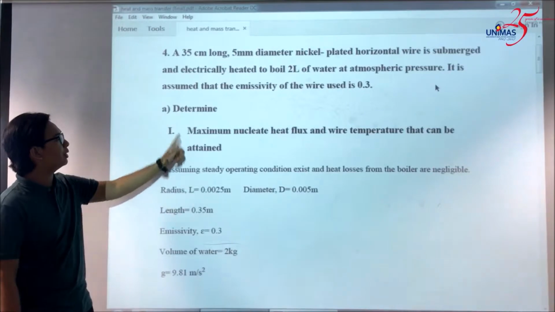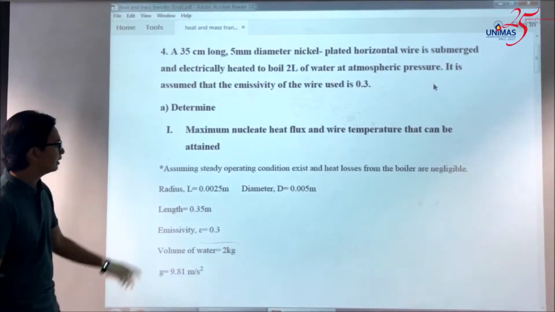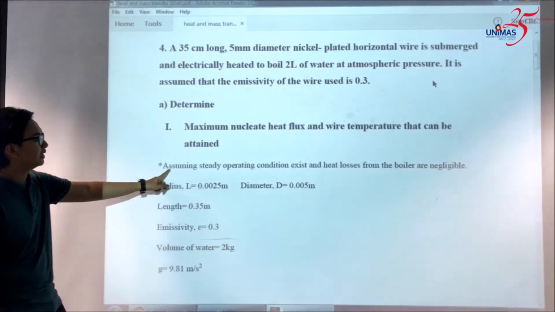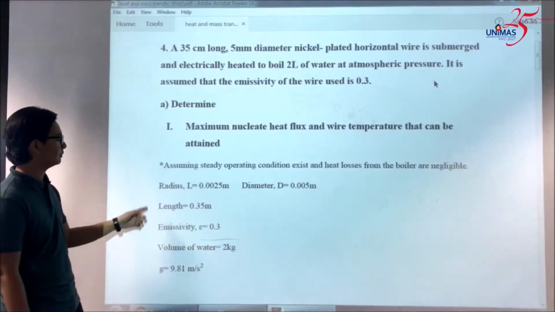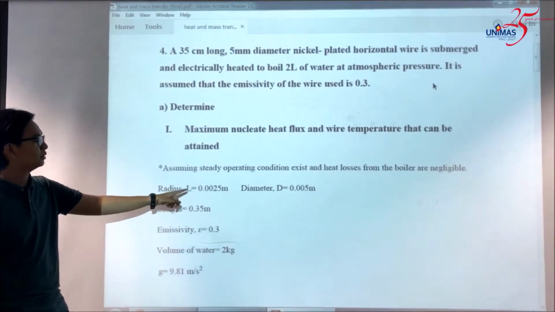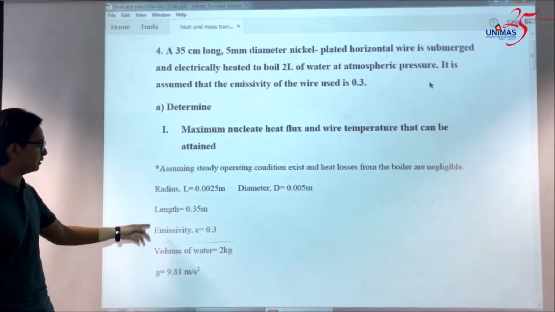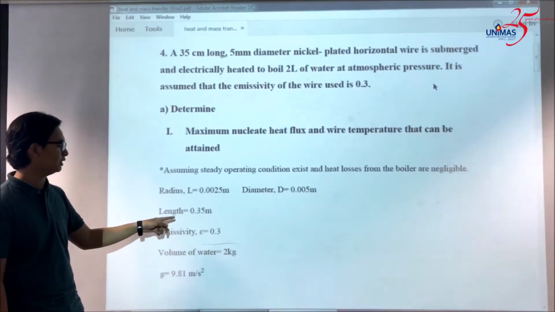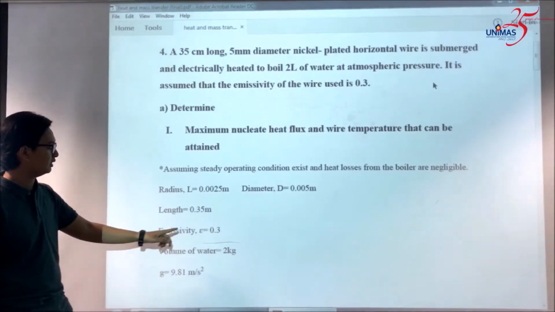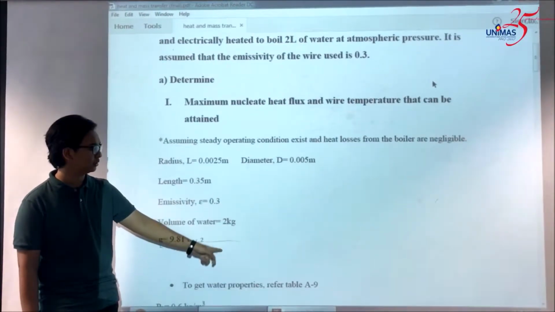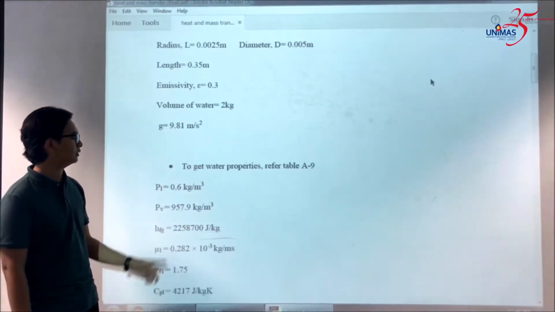For question A1, determine the maximum nucleate heat flux and wire temperature that can be attained. For this question, we assume steady operating conditions exist and heat loss from the boiler is negligible. Radius r equals 0.0025 meter, diameter is 0.005 meter, length equals 0.35 meter, emissivity 0.3, volume of water equals 2 liter, which is equal to 2 kilogram, and gravitational acceleration is 9.8 meter over s square.